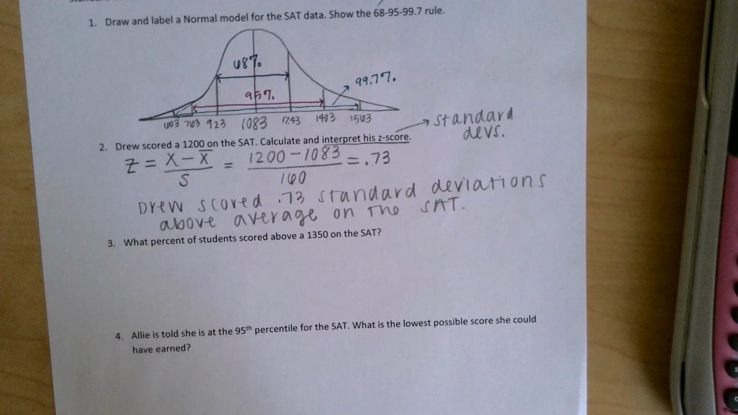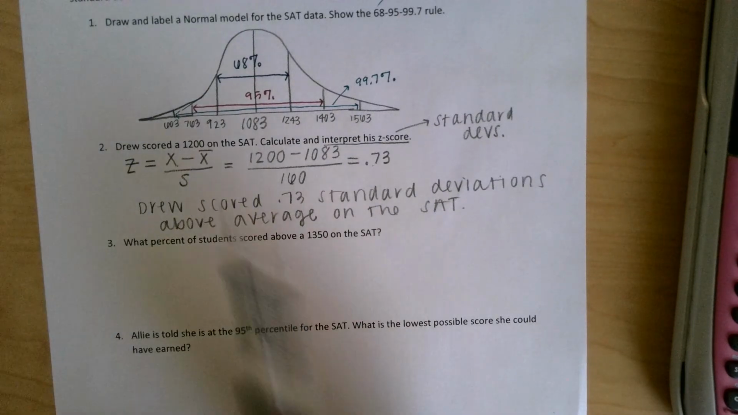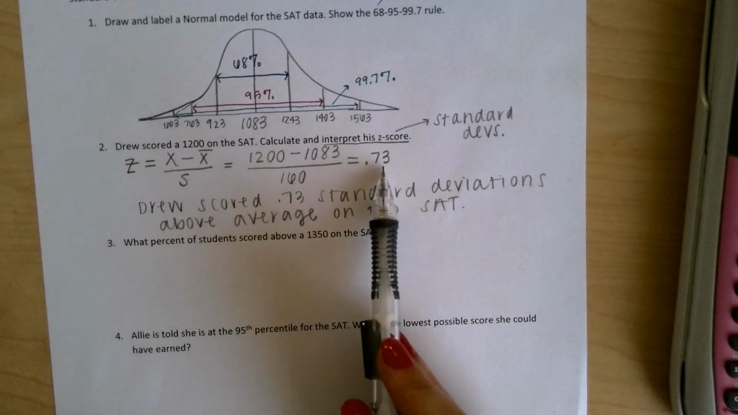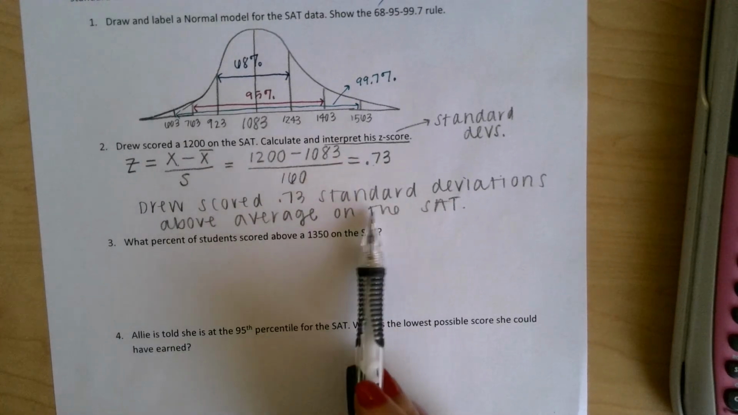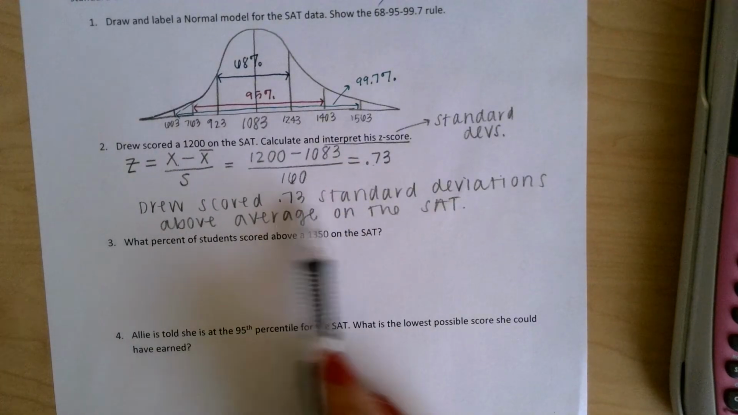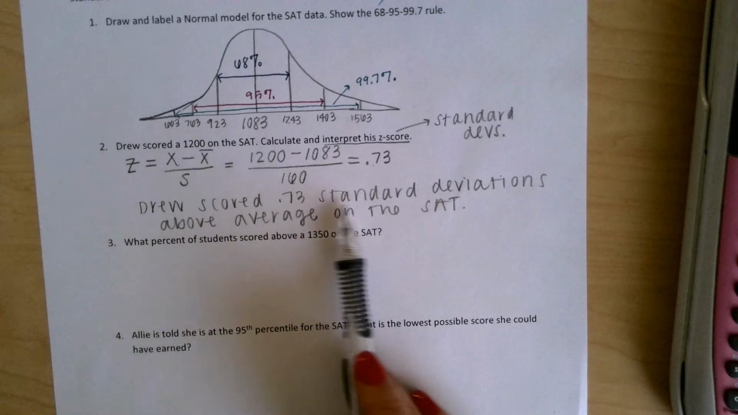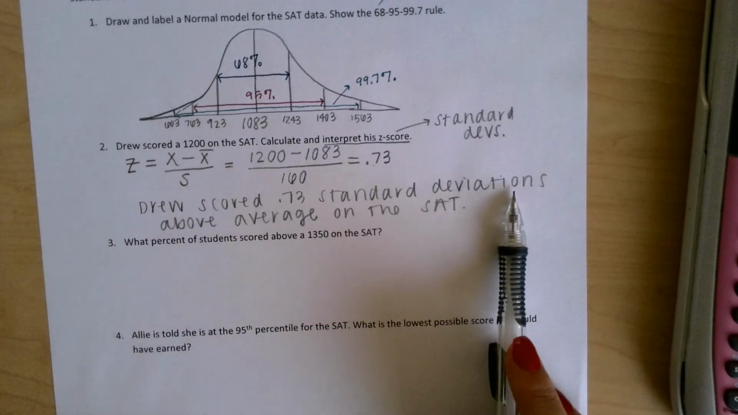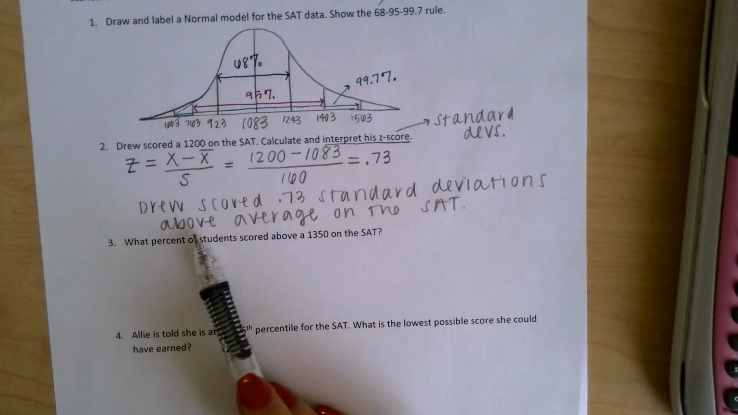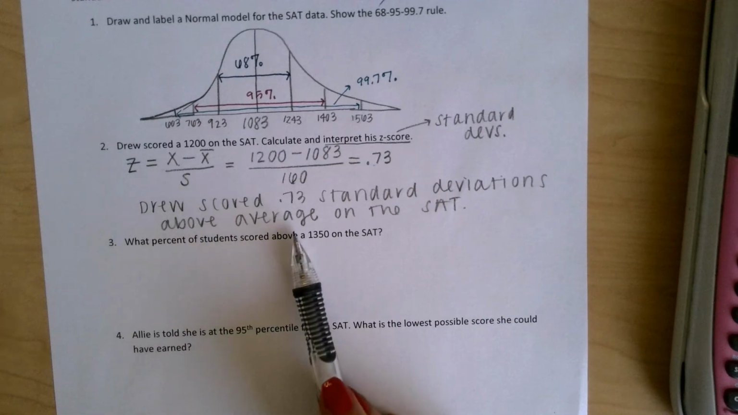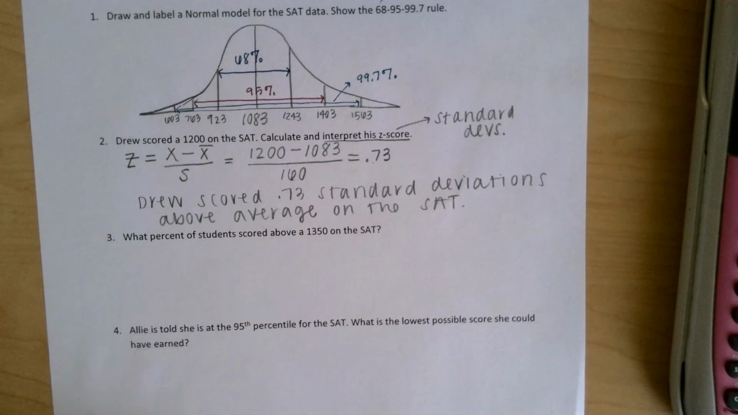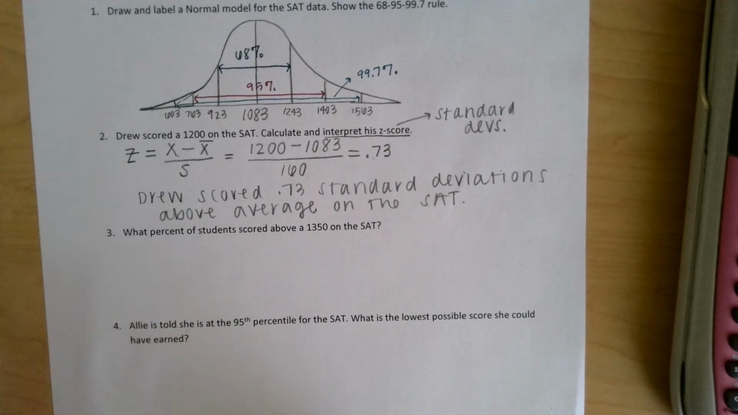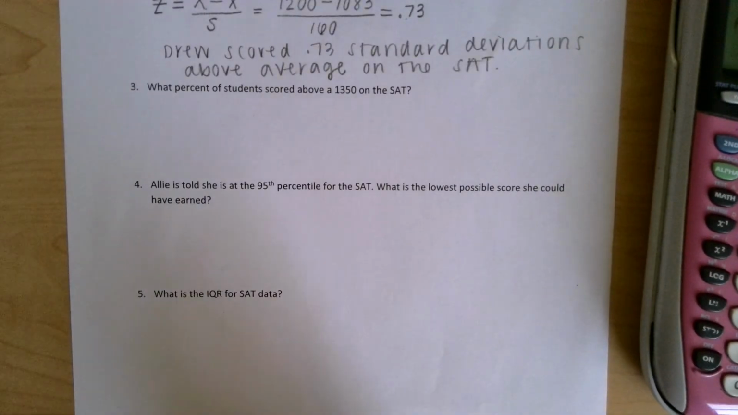This question does pop up on AP exams quite frequently. In order to earn credit, you need to show your work for calculating that z-score, and for your interpretation, you need to make sure that you're noting that the 0.73 is measured in standard deviations. Those are our units, and you need to make sure you're indicating that it was above average because it was positive.